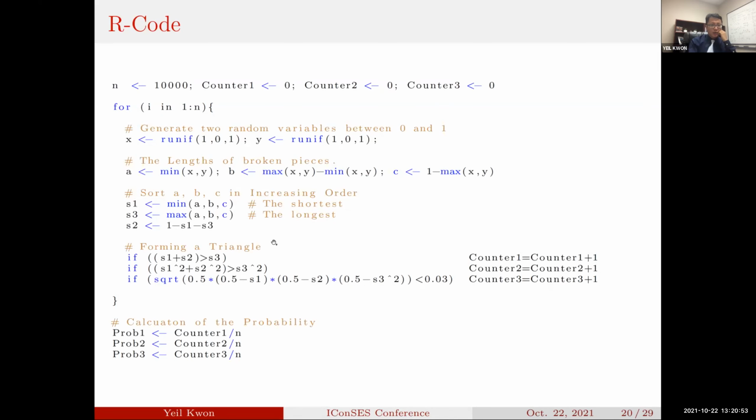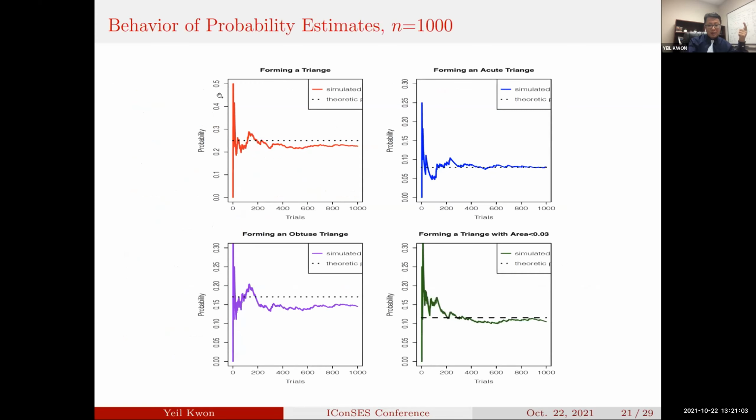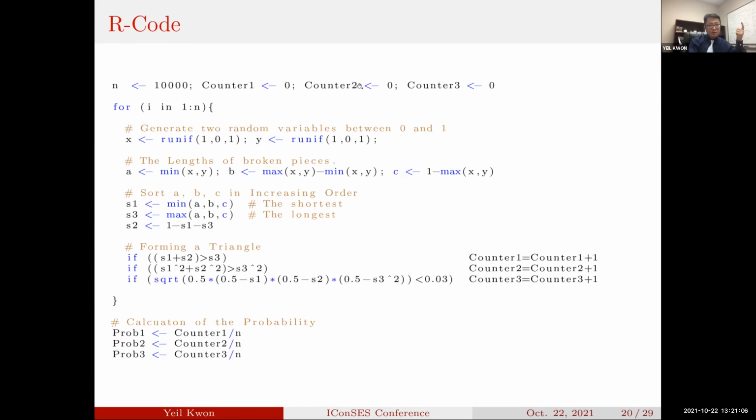It doesn't matter whatever programming language we use, but R is very popular because it is free and very easy to learn. As you can see here, all we need is just to define the variables and generate X and Y, and we have 3 sides. And this is question 1, question 2, question 3.